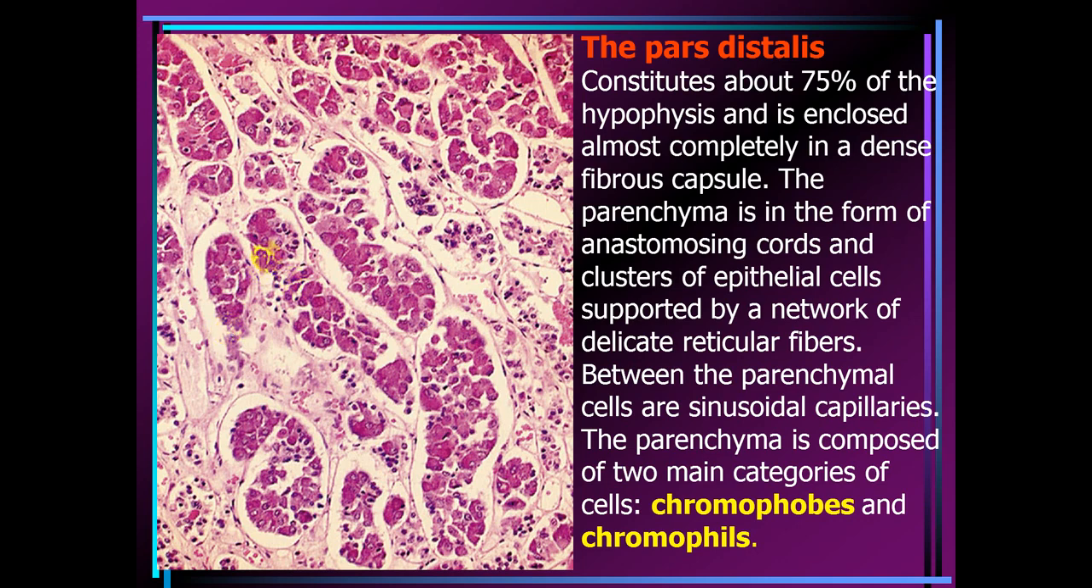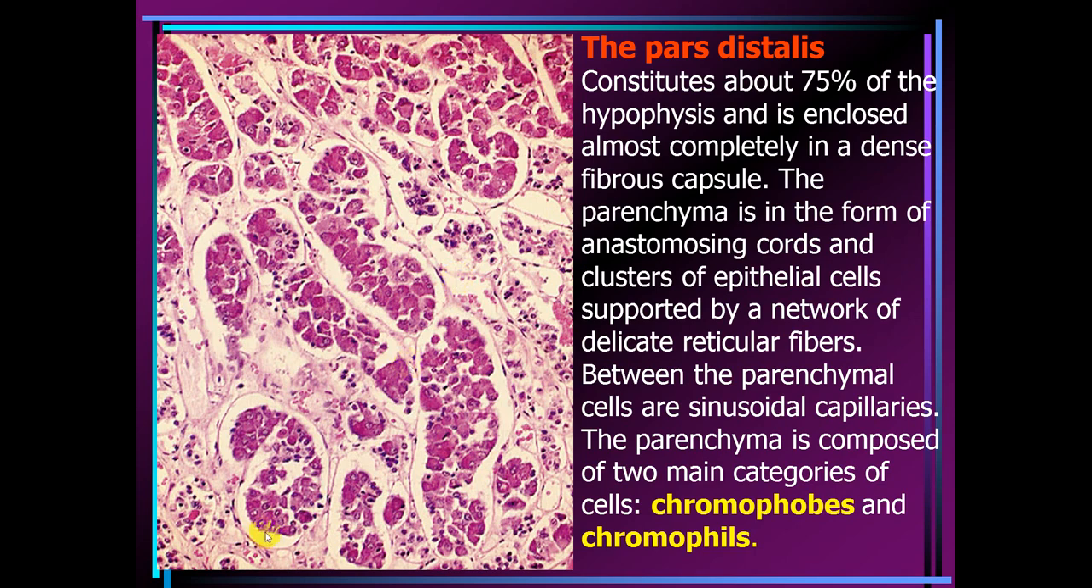Now the pars distalis of the adenohypophysis constitutes about 75% of the hypophysis and is enclosed, as I said, by the most completely dense fibrous capsule. The parenchyma of the pars distalis is formed by sheets of epithelial cells. You see, sheets of epithelial cells.